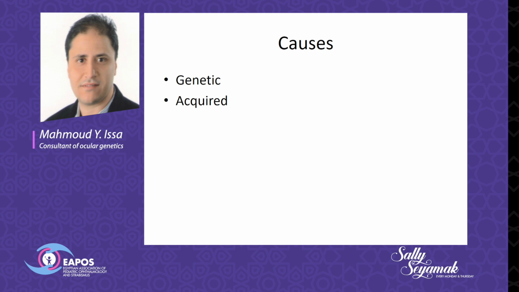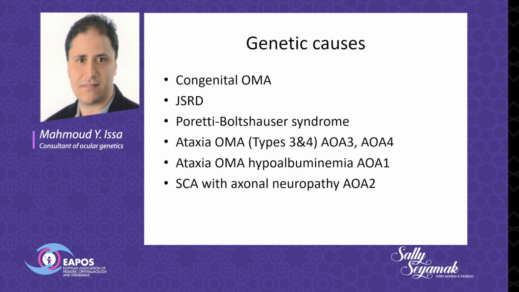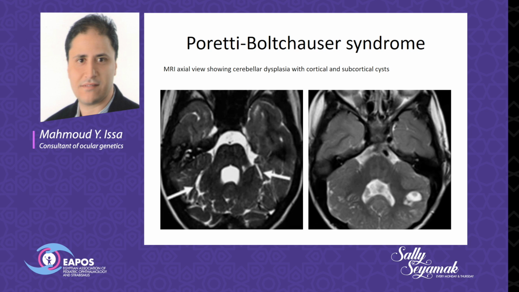Oculomotor apraxia has genetic causes and acquired causes. From the genetic causes, we have congenital oculomotor apraxia, Joubert syndrome-related disorder, Polytypic syndrome, ataxia with oculomotor apraxia type 3 and 4, ataxia with oculomotor apraxia and hypoalbuminemia type 1, and spinocerebellar ataxia with axonal neuropathy type 2. The most common cases we see with oculomotor apraxia are Joubert syndrome and Polytypic syndrome.